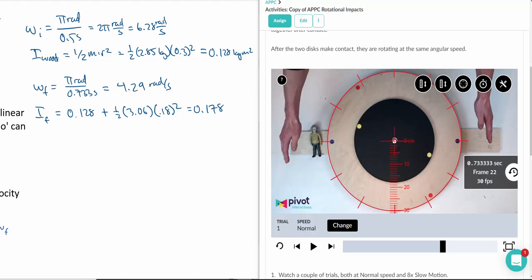Now let's see how close we are. We got two I's, we got two omegas. We'll calculate out what the conservation of angular momentum is. Put a little question mark there. And we've got I for the wood, multiplied by omega initial, question mark, does it equal I final times omega final? And if it's not exactly the same, we'll see how close it is.